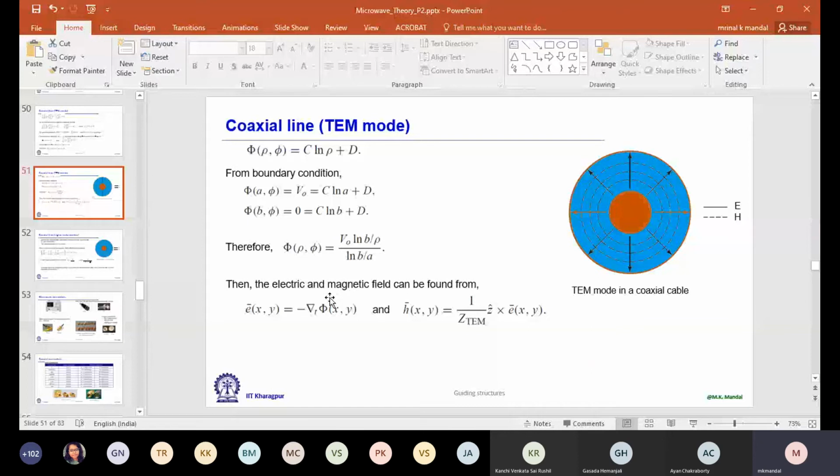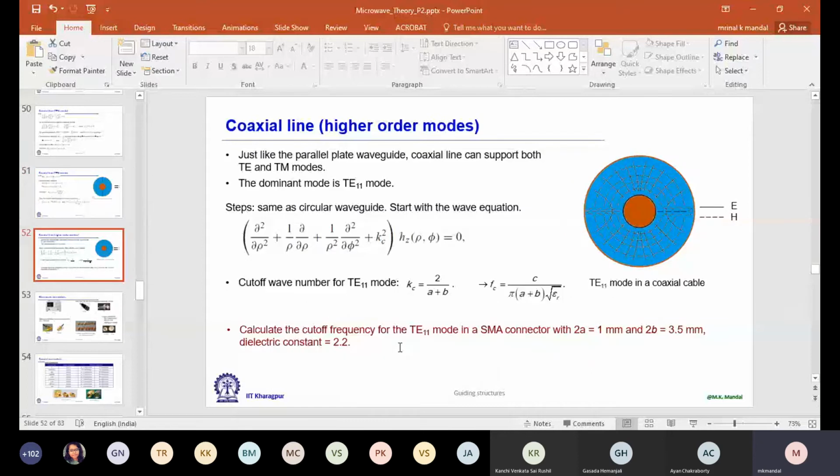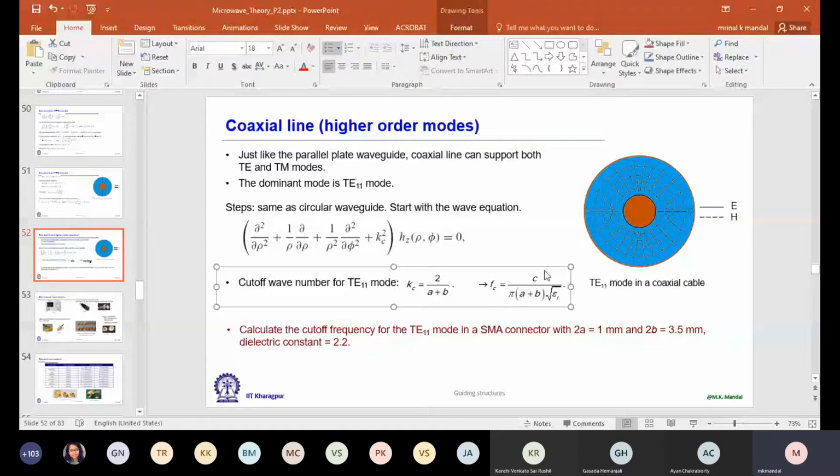Okay, so if I compare the cutoff frequencies of TE modes and TM modes, what we see is that the TE11 mode has the lowest cutoff frequency. It's very similar to a coaxial waveguide, circular waveguide. So the TE11 mode is the main culprit here. We don't want it. It has the lowest cutoff frequency among the different TE and TM modes, and the expression for cutoff frequency is given here. FC is equal to C by pi into A plus B.